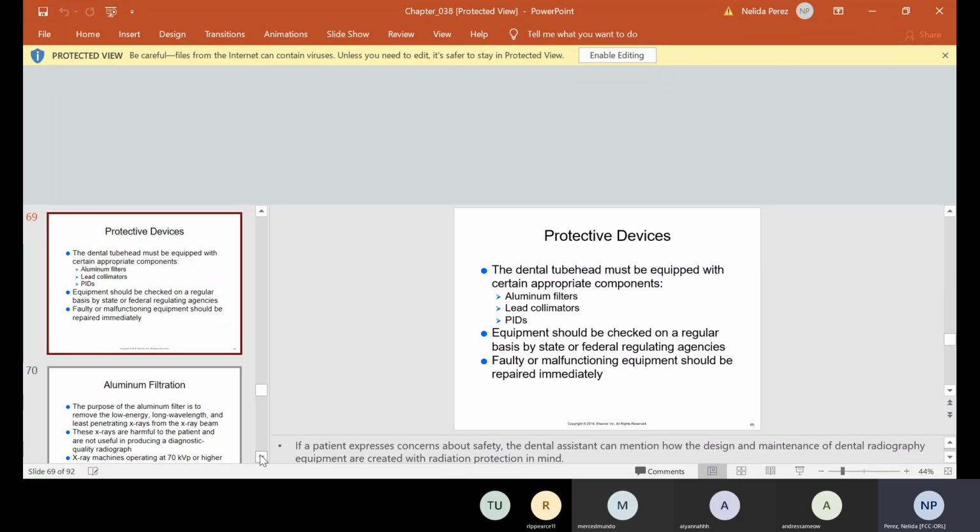Now, protective devices. The dental tube head must be equipped with certain appropriate components: aluminum filters, lead collimators, and PIDs, which ours are.